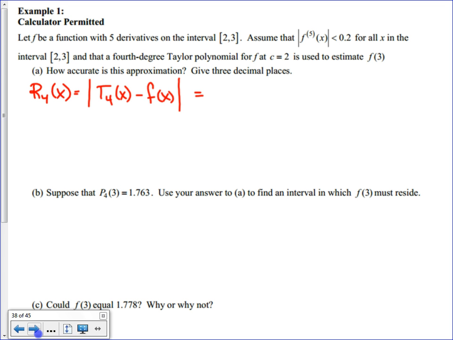An approximation is only as accurate as the maximum of its possible error, right? So if it's a fourth degree, I'm going to need the fifth derivative, all over the n plus 1, fifth, factorial, times x minus c to the fifth power. That's the general form, using the Lagrange error bound. Just plugging in.